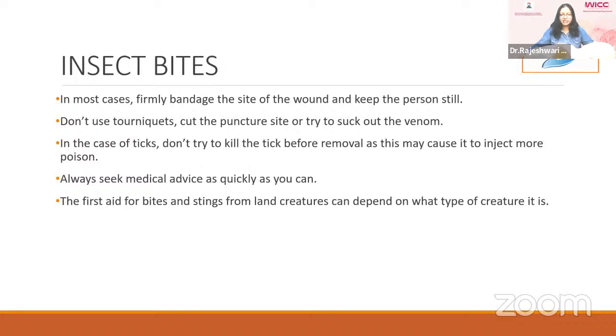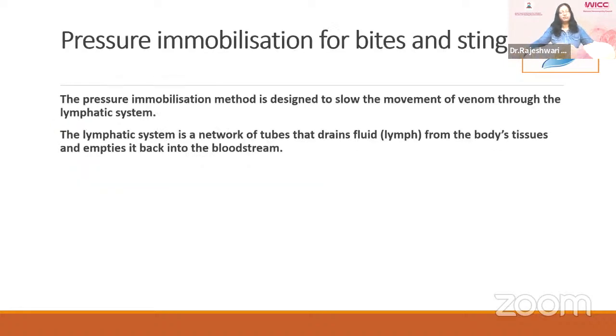The first aid for bites and stings from land creatures can depend on what type of creature it is. So there are different types of insects which can bite and sting. Pressure immobilization can be done for bites and stings, and it is designed to slow the movement of venom through the lymphatic system. What does pressure immobilization mean? You apply pressure and immobilize the limb. The lymphatic system, the body's fluid, goes and empties back into the bloodstream.